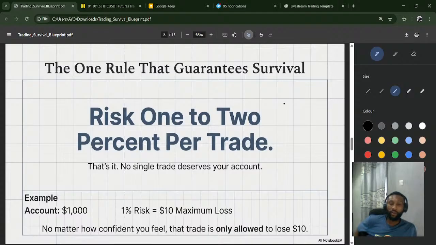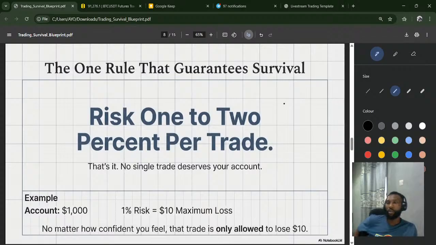See the example that is put there. Example: $1,000, 1% risk of $1,000 is just $10. You have $1,000 in your futures wallet, and any trade you want to go into, what you risk is 1%. Now 1% of $1,000 is, sorry, $10. So if the trade goes against you and you lose that trade, you're losing $10. You will survive the market.